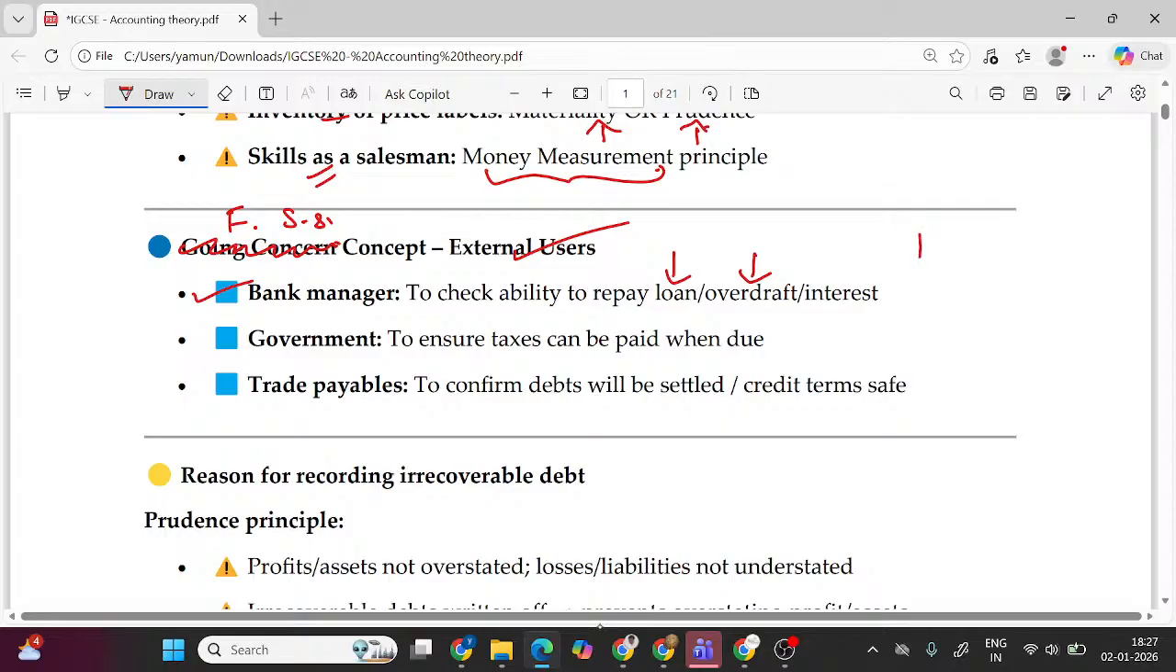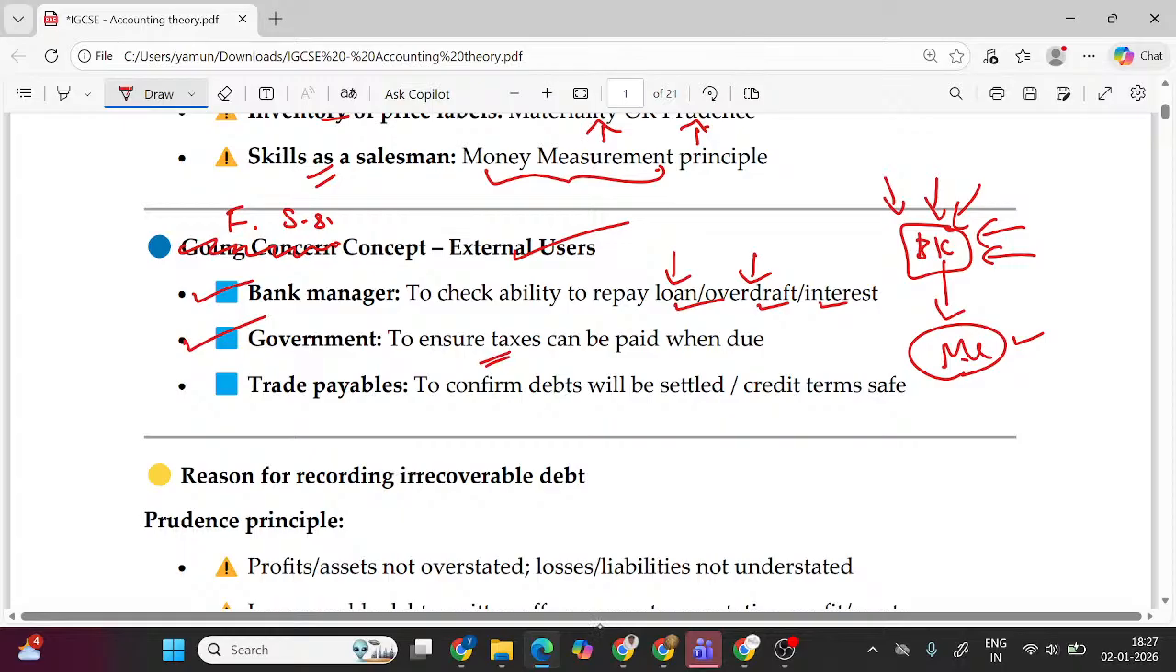Because after all, how is the bank getting money? Because the public are depositing the money. It's not the bank's money, it's the public's money. The citizens have deposited the money and the bank is lending the loan to me. Am I right? So the bank should be very cautious while lending the loan. So how will the bank manager check here? We'll check whether we are able to repay the loan or the interest, from where? From the financial statements. What about the government? It will check whether we are paying the tax at the right time when it is due.